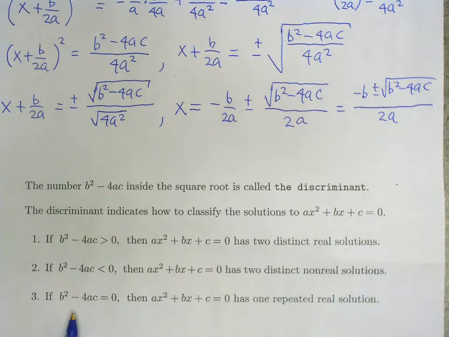Whenever the discriminant is 0, that means one of two things about the trinomial. Either the trinomial is a perfect square trinomial, or it could just be a constant multiple of a perfect square trinomial. Okay, you'll see that in some of the examples.